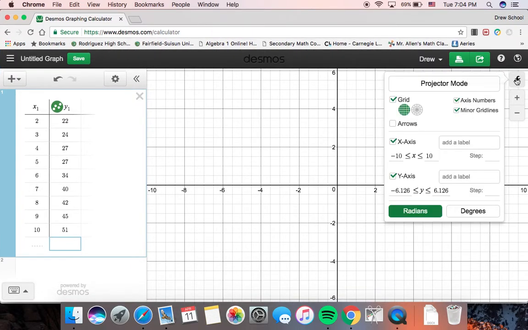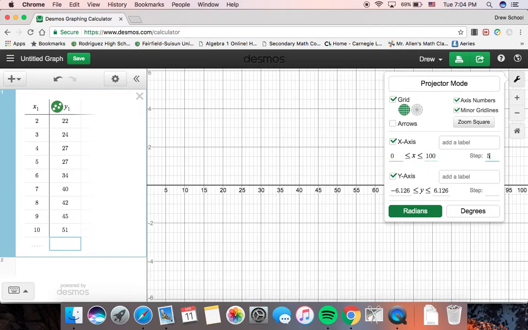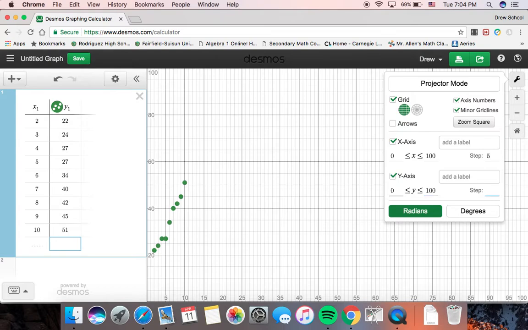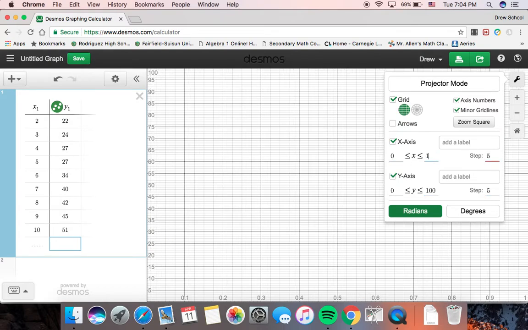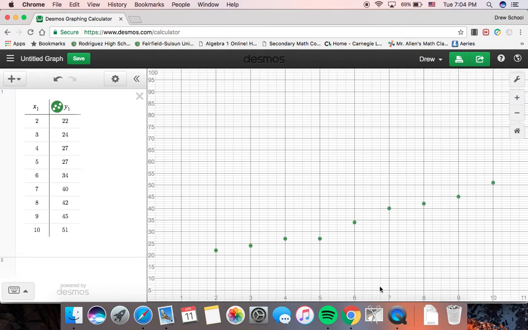Now I'm going to make mine like yours. Each line is worth 5, so for your y-axis you're going to have 0 to 100, so let's change the y here: 0 to 100, steps by 5. And for the x we'll just do 0 to 11 and go by 1. So here's what your graphs will look similar to.